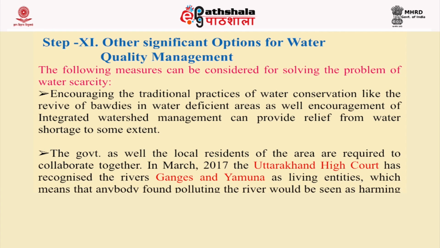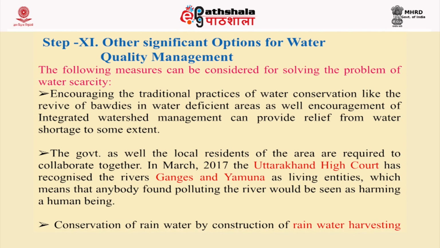The government as well as the local residents of the area are required to collaborate together. In March 2017, the Uttarakhand High Court has recognized the rivers Ganges and Yamuna as living entities, which means that anybody found polluting these rivers would be seen as harming a human being.